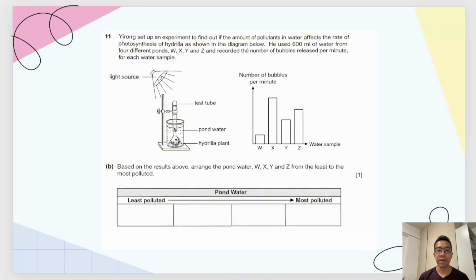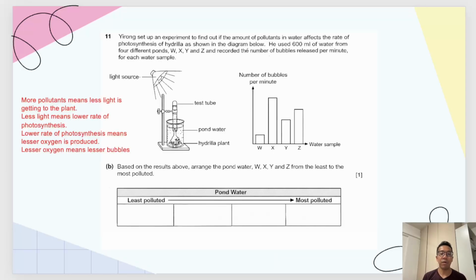So from that, we can figure out which pond is most polluted and which pond is the least polluted. The highest number of bubbles per minute is the plant from pond X. That would mean that for pond X, it is the least polluted. The one that has the least number of bubbles per minute is the plant from pond W. That would mean that it is the most polluted. And then from there, you can figure out where you can plug in pond Y and pond Z as well.